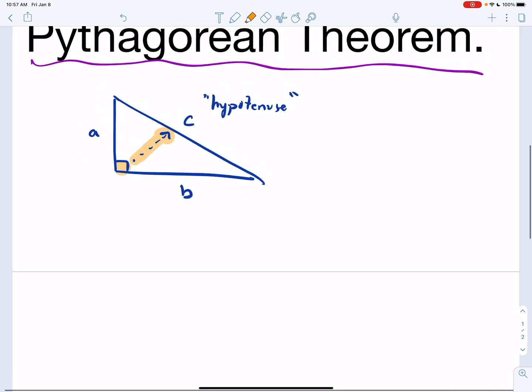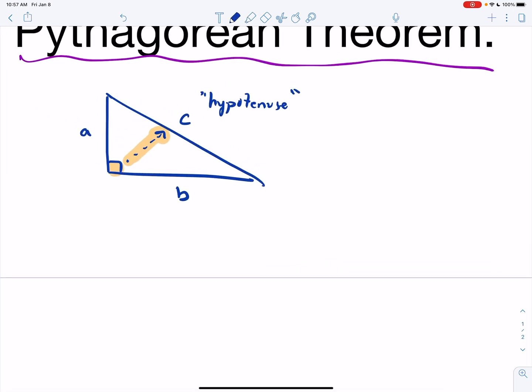He noticed that if you take the sum of the squares of the legs, so these two are the legs, if you take the sum, which means the plus, of the squares of the two legs, that's equivalent to the square of the hypotenuse. You guys know it as a squared plus b squared equals c squared, right? And this works for all right triangles, okay?